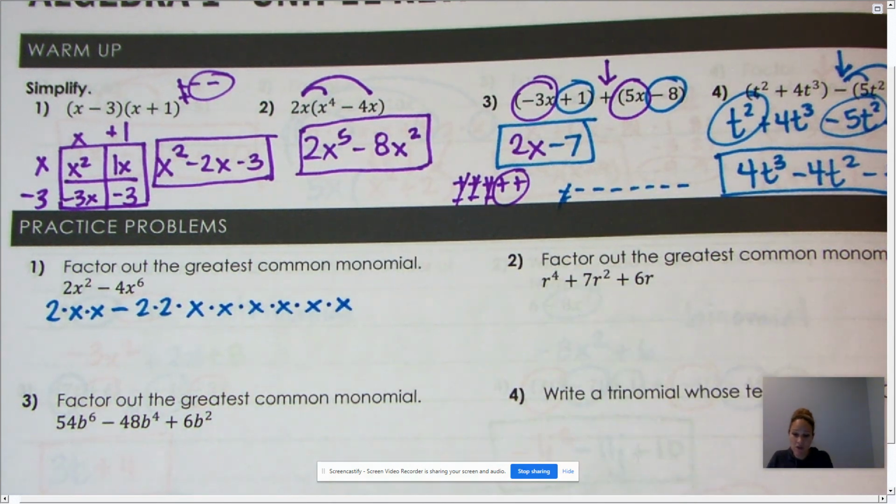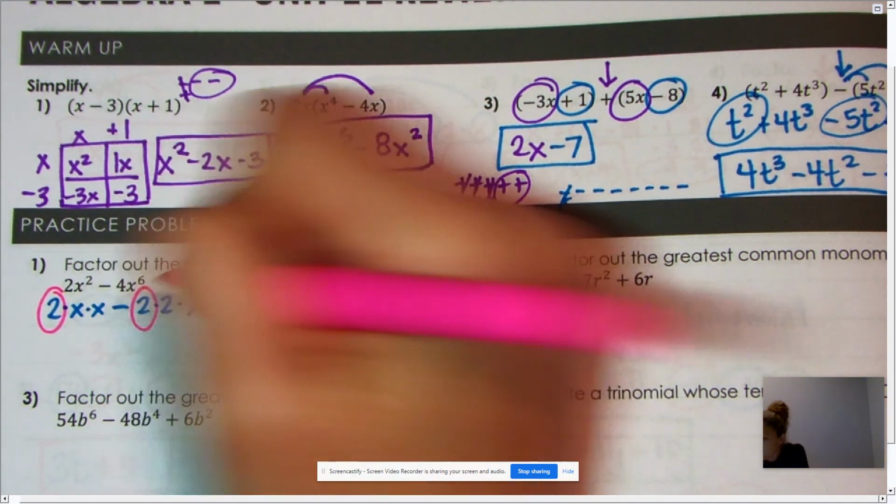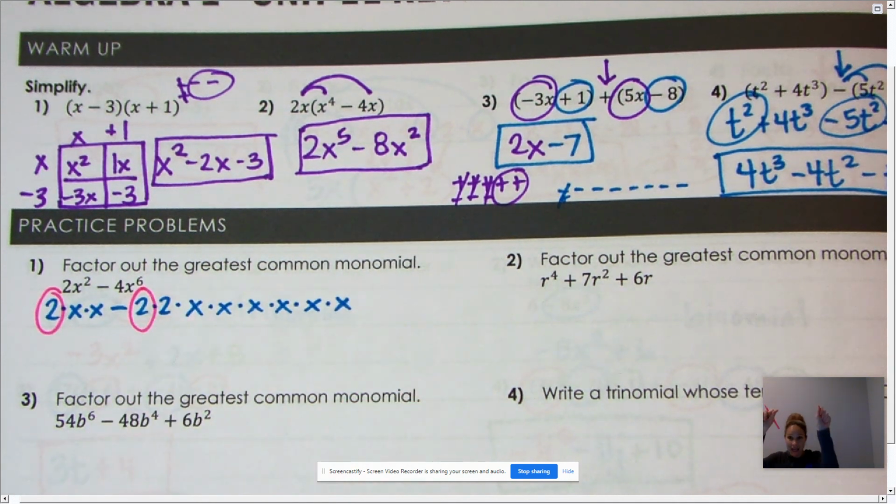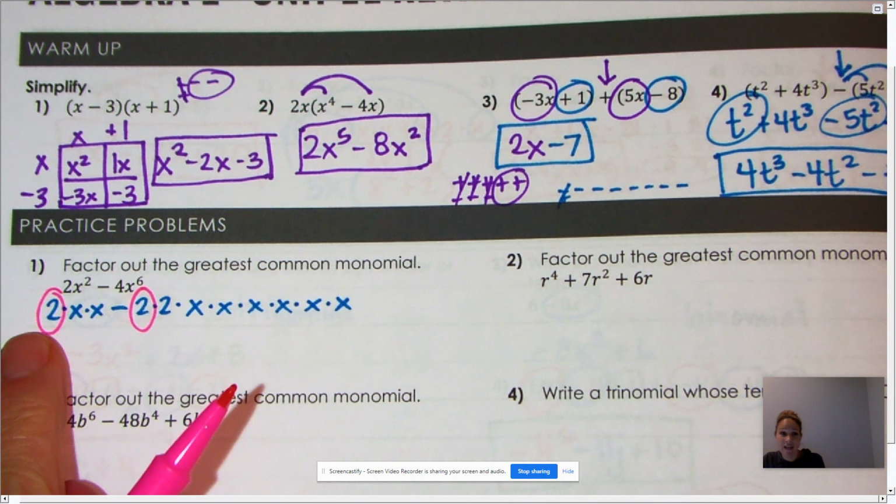So now I'm going to circle everything they have in common. Okay, so there's a 2 in each one. I can't circle both of those though, because the most that I could take out from both of them is just one of the 2's.